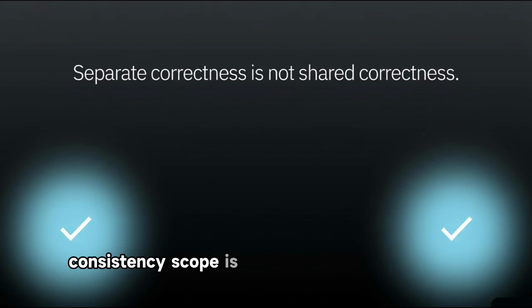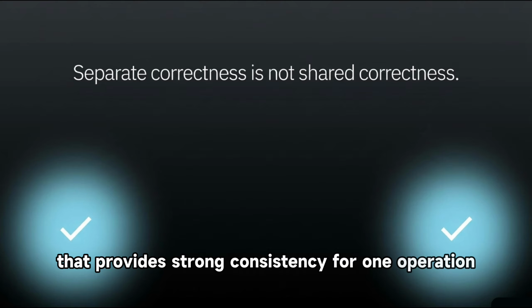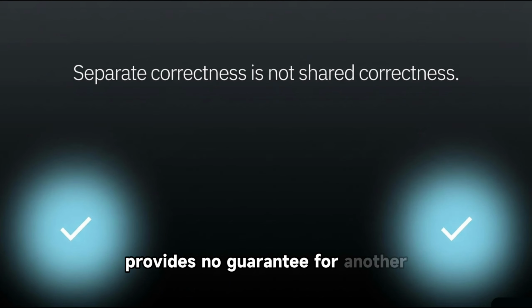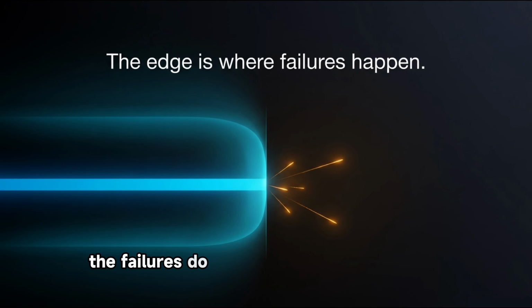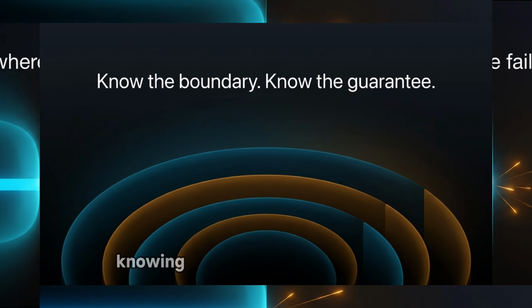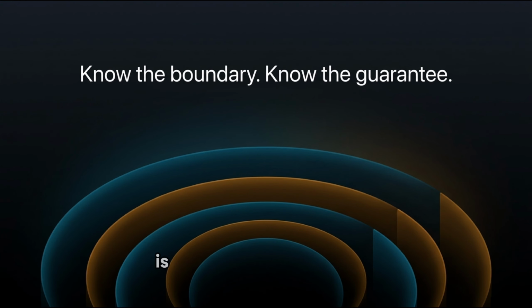Consistency scope is not a property of a system. It is a property of an operation. The same database that provides strong consistency for one operation provides no guarantee for another, because the second operation crosses a boundary the first one does not. The failures do not happen inside the scope, they happen at the edge of it. Knowing where your guarantees end is not a secondary concern. It is the same question as knowing what your guarantees are.